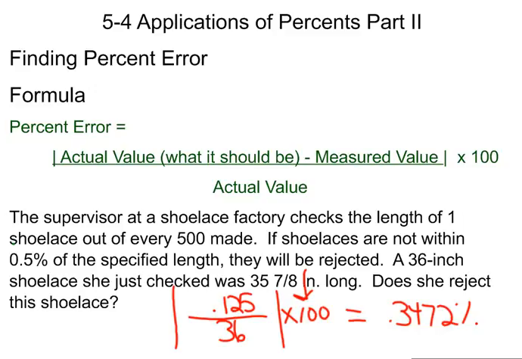0.3472%. If it is less than or within the 0.5%, then we don't reject the shoelace. We keep it and we sell it in the stores. So 0.34 is within the 0.5%. So we do not reject it. This shoelace will actually go through to the store.